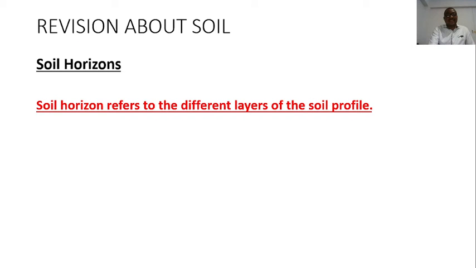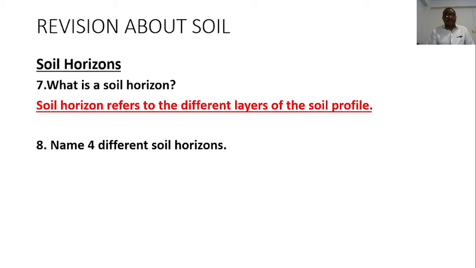Next, let's proceed and look at the different soil horizons. Now the question is, what is a soil horizon? Soil horizon refers to the different layers of the soil profile. As we are going to see, we have different layers that make up the soil. So these are what we call horizons.